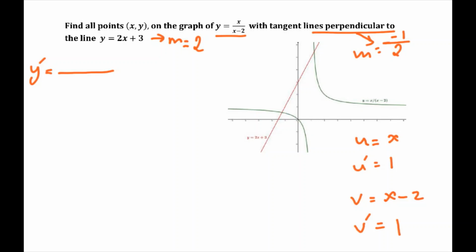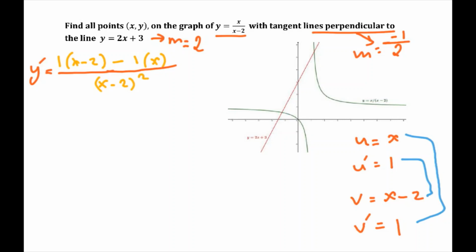So the derivative will be u prime v minus u v prime over v squared. So let's do that. U prime, so 1 multiply v, minus v prime u, over v squared, which is x minus 2 squared. Let's try to simplify this. When you simplify it, you will end up with x minus 2 minus x over x minus 2 squared. That's equal to negative 2 over x minus 2 squared.